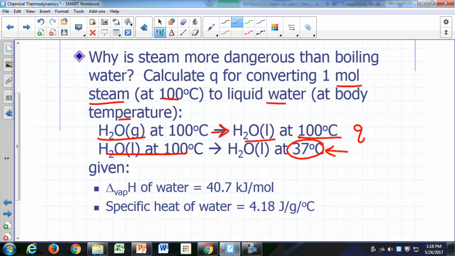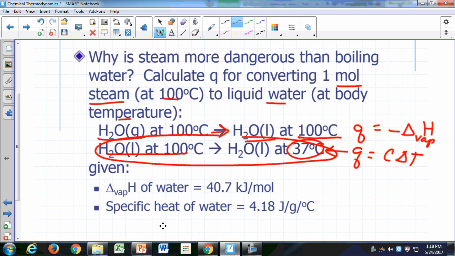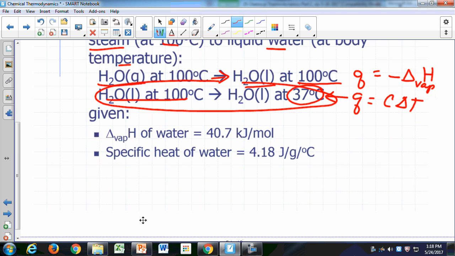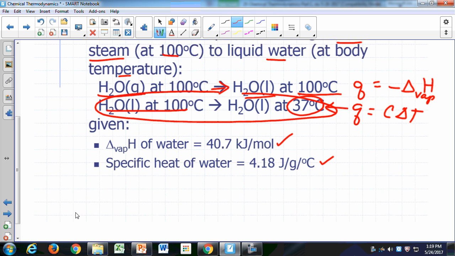Okay, so this has a Q, and that has a Q. So the Q for the first one is going to be what? Condensation, right? So negative delta H of vaporization. And Q for this one would be C delta T. For the second one, you'll notice it's just a temperature change. No phase change involved there, and no chemical change. And you're given here the delta H vaporization of water. You can look it up. It's 40.7. Specific heat of water, you should know by now, is 4.18 joules per gram per degree Celsius.